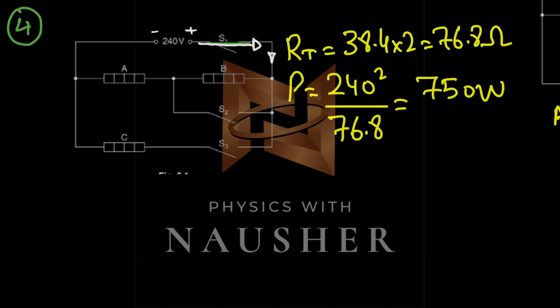Can the current go further down? No. The switch is open. The current cannot go here either. So where will the current go? The current will go through B, and then through A, and then back, because I told you that when the current leaves the positive terminal, it's always looking for the negative terminal. So you've got two resistors in series. So what is the total resistance? 76.8. What is the voltage that you're supplying to both of them? 240. So power is 240 squared over 76.8. You get 750 watts, which is 0.75 kilowatts, divided by 1000.